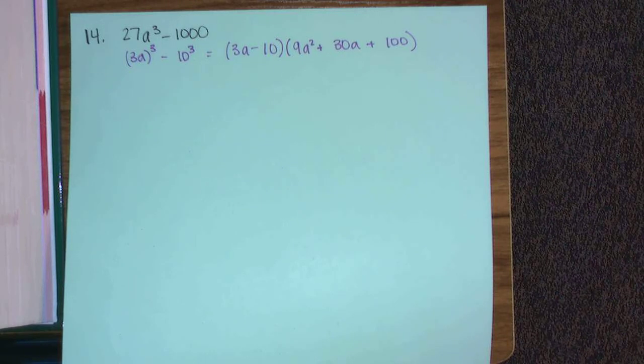Okay, so 27a cubed is 3a, all of that cubed, and then 1000 is 10 cubed. Okay, and then it's just filling in the spots, following the pattern. 3a minus 10 times 9a squared plus 30a plus 100. 3 times 10 times a.